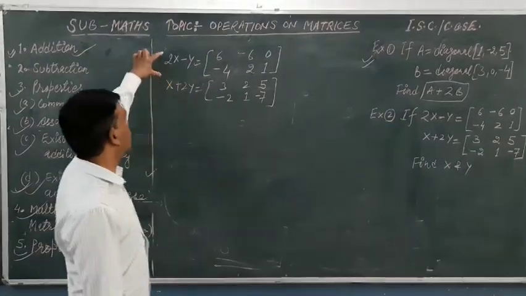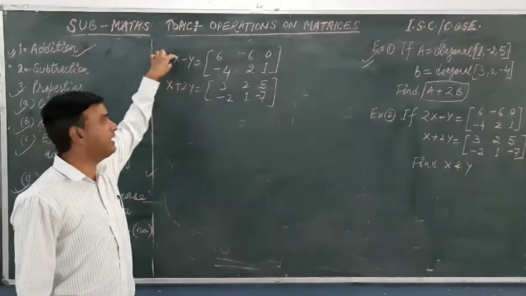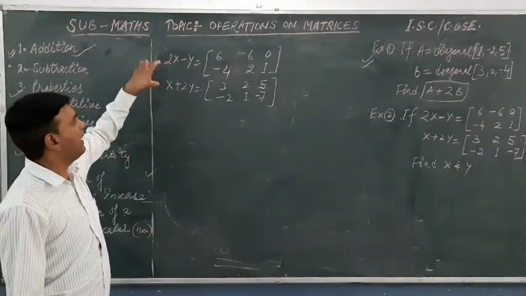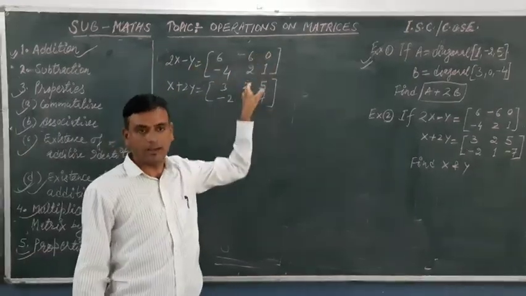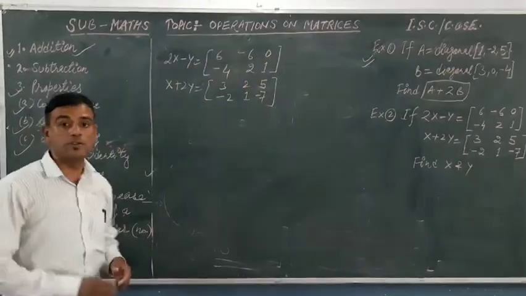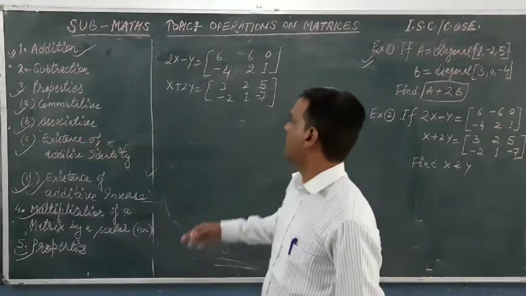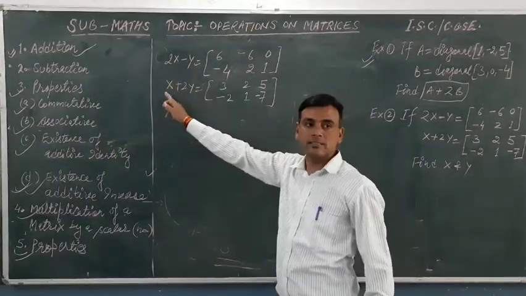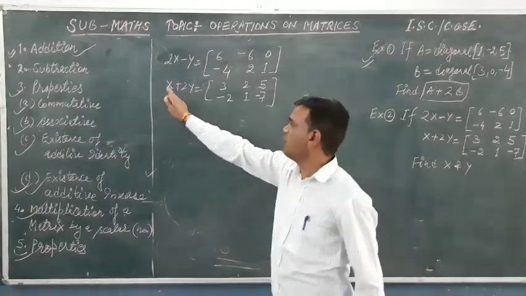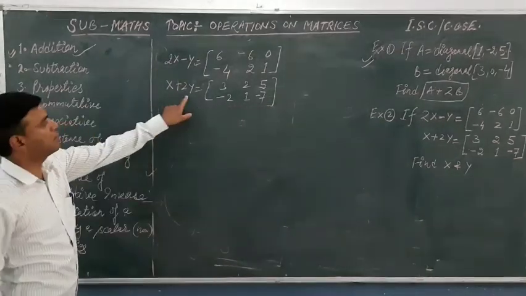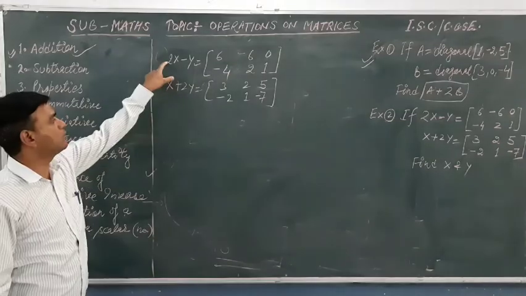First of all, we have to make the coefficient of one matrix the same. Whatever we multiply one equation by, we must multiply the right-hand side by as well. Suppose we want to make the coefficient of matrix X the same, so we multiply the second equation by 2. Then this becomes 2X and this is 2X.